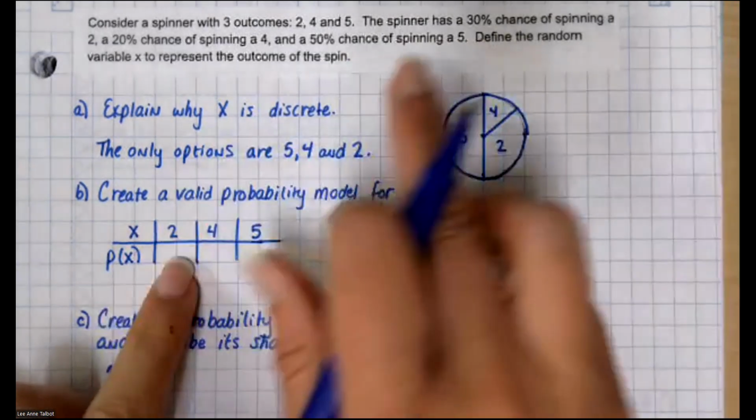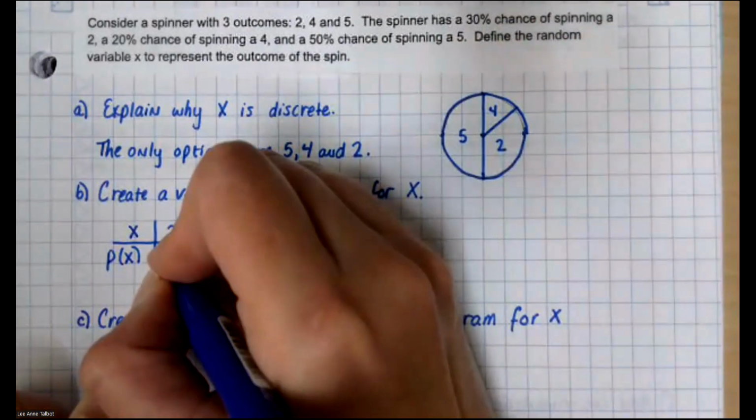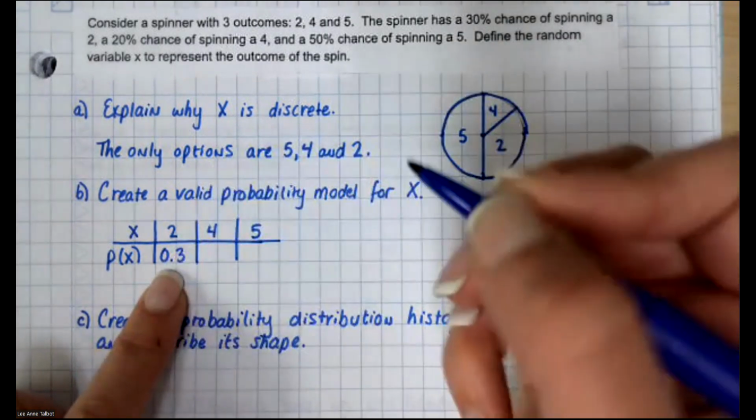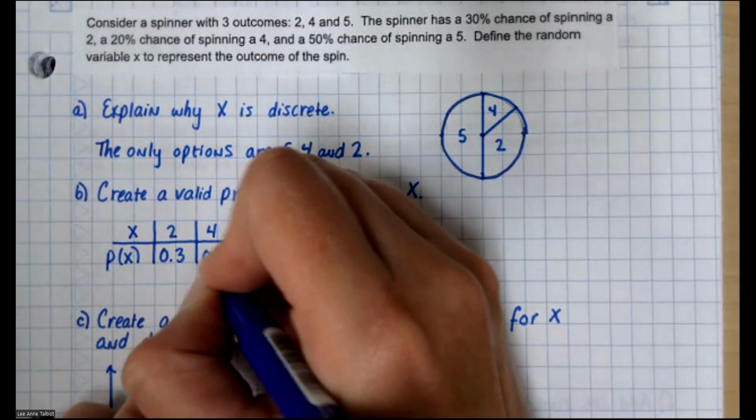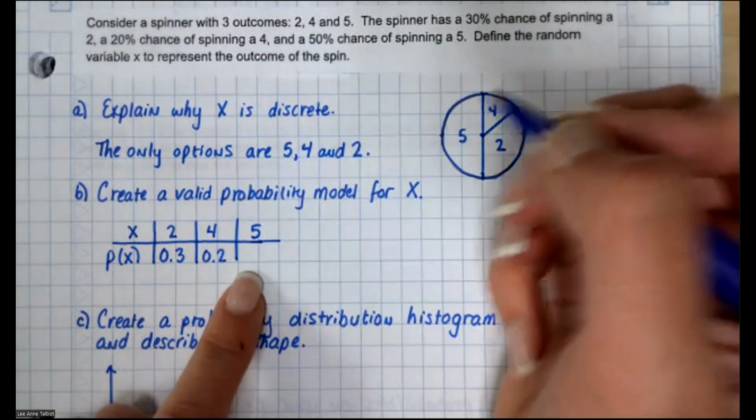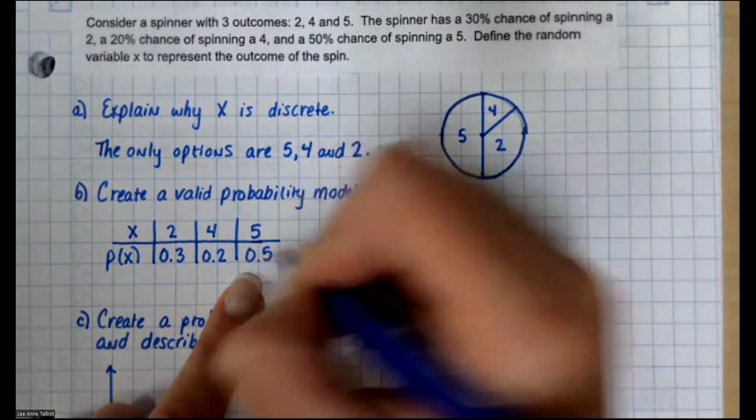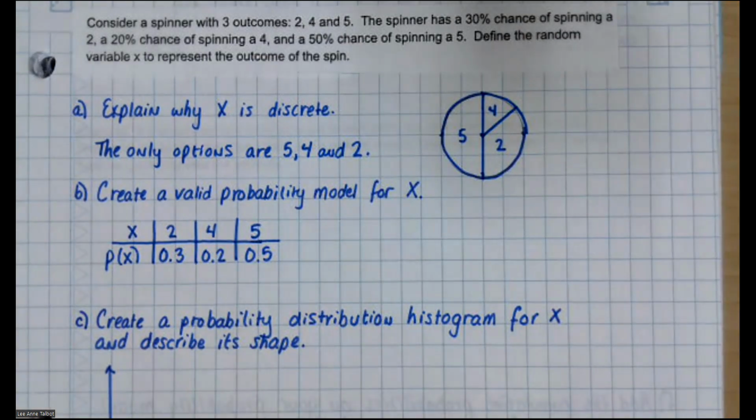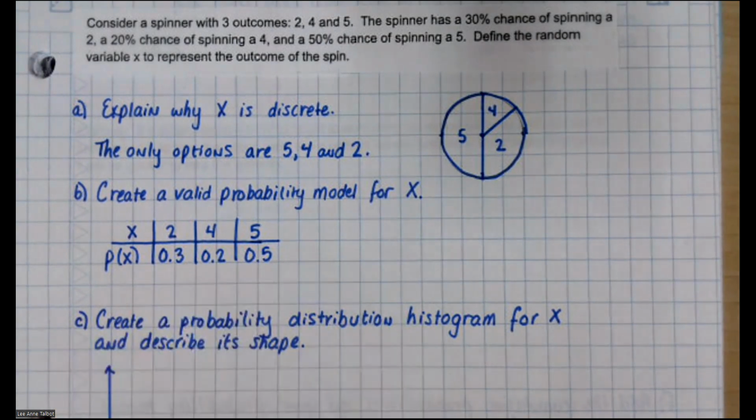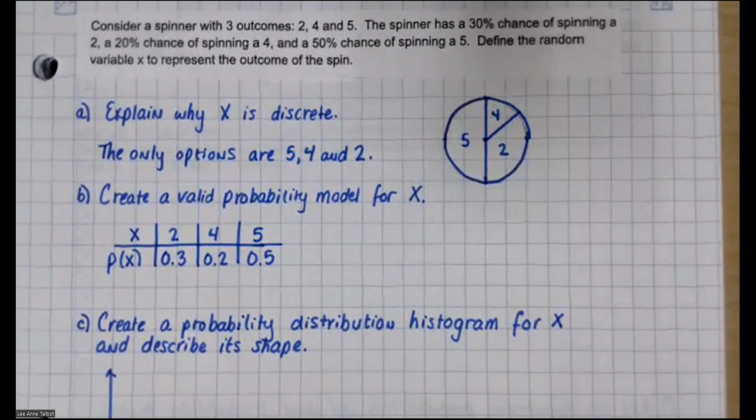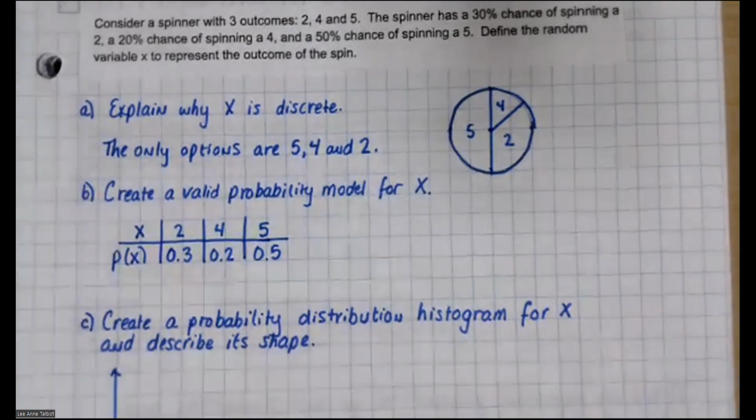Okay, so it says up here 30% chance of spinning a 2, so that's 0.3. 20% chance of spinning a 4, so 0.2, and 50% chance of spinning a 5. And make sure to leave a little space right here. We're going to come back to this in a moment. So hopefully you left the same amount of space I did.